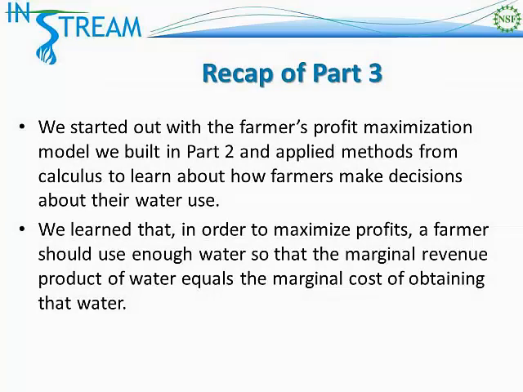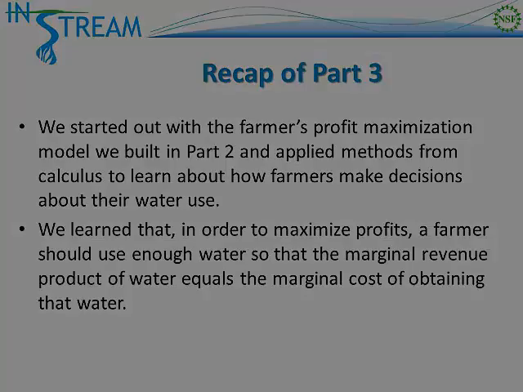So, to summarize this part of the module, we started out with the farmer's profit maximization model that we built in part 2 and applied some methods from calculus in order to learn about how farmers make decisions about their water use. And we learned an economic lesson from this model, which is that in order to maximize profits, a farmer should use enough water so that the marginal revenue product of water equals the marginal cost of obtaining that water.